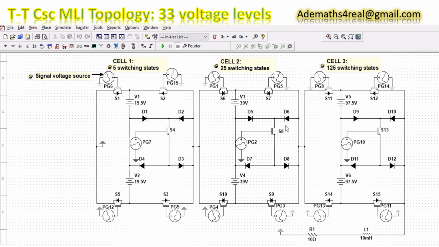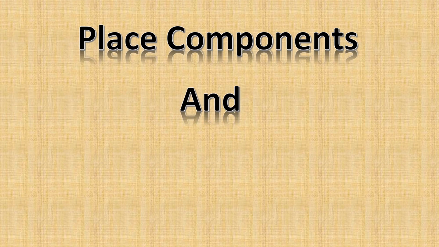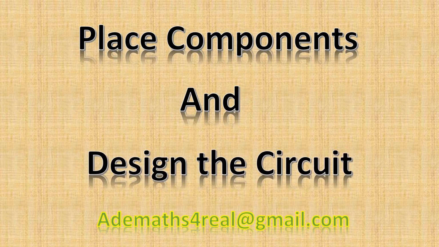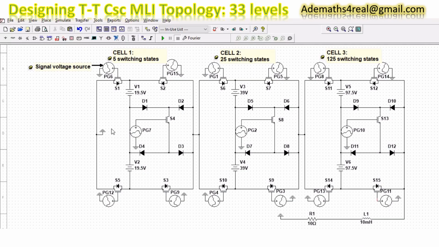For this particular design, not all the 125 switching states are being used. Only 33 of the 125 switching states are used to generate 33 voltage levels, and the remaining switching states are for the purpose of reliability. This design consists of 15 switches, 12 signal voltage sources, and 6 DC voltage sources.